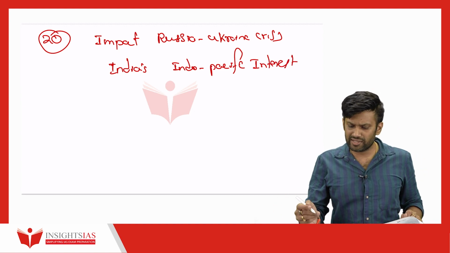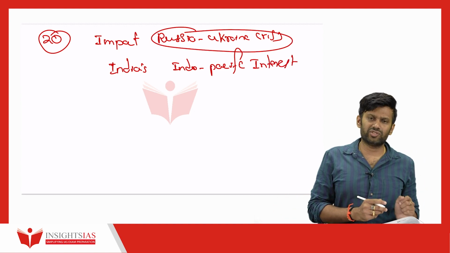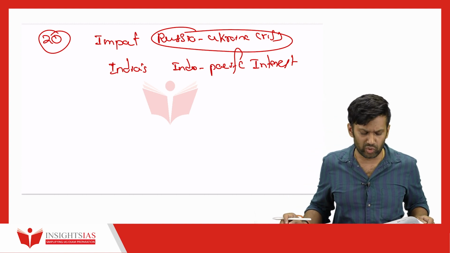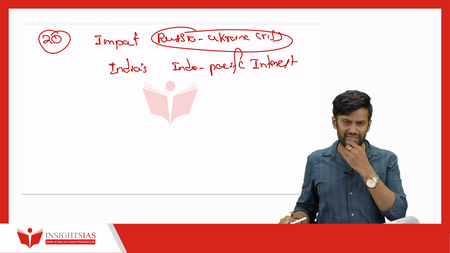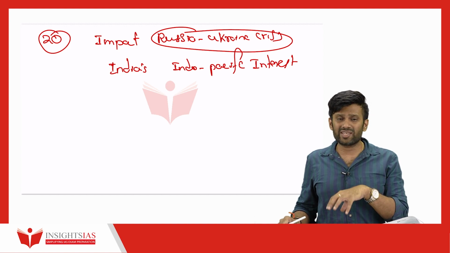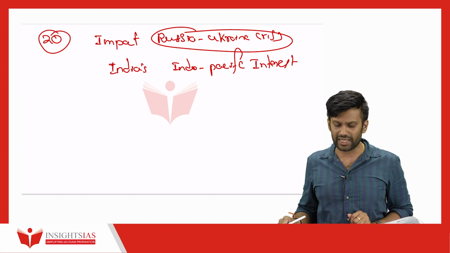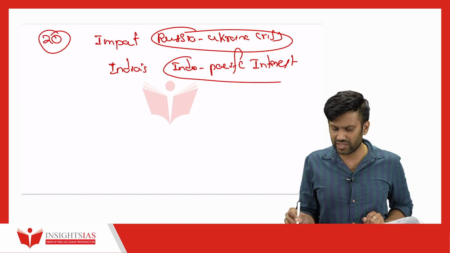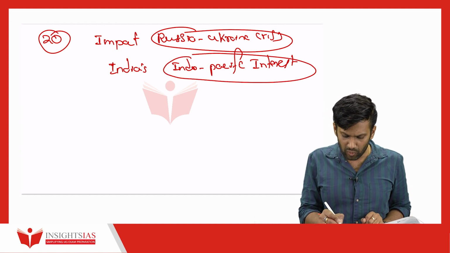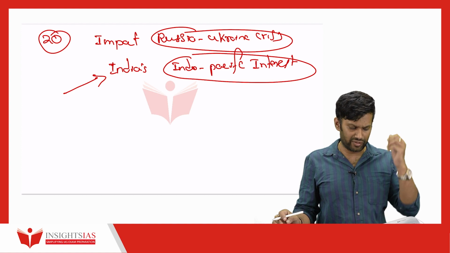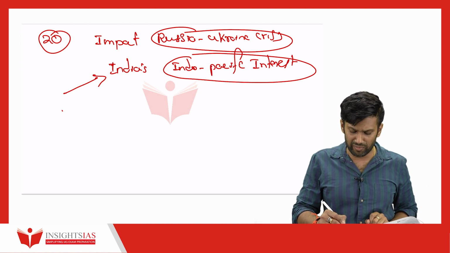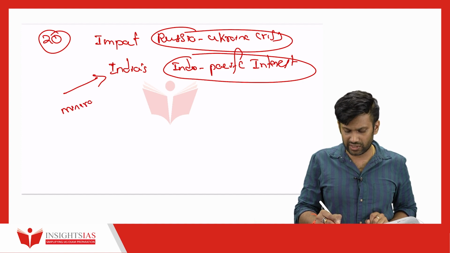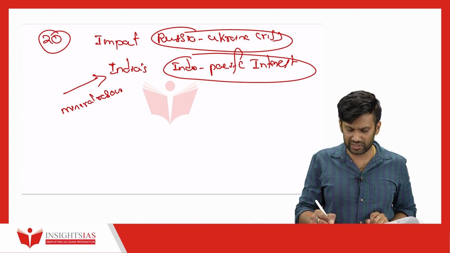You can start your answer by saying what the Russia-Ukraine crisis is. You can say a war has erupted between Russia and Ukraine over the Donbass and Luhansk region. With this, it has both regional and global implications, and implications on the Indo-Pacific region as well. Then you write about what India's Indo-Pacific interest is. So you can say India has interest with respect to the mineral resources found in the Indo-Pacific region.